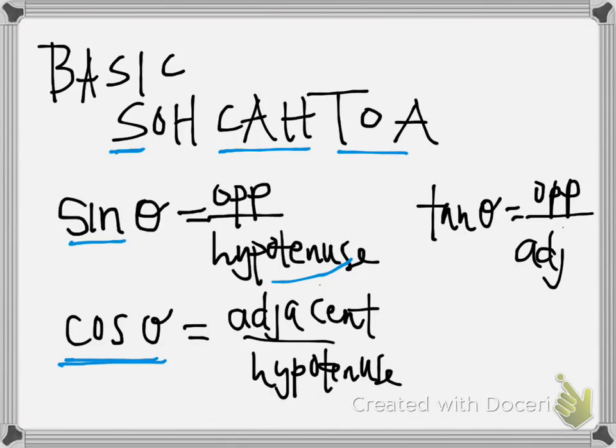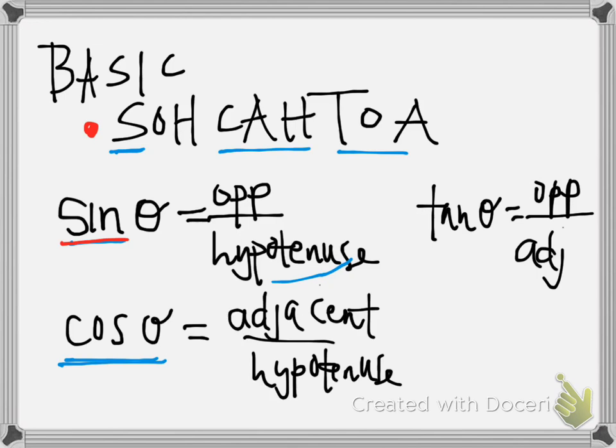Okay, this video is about basic SOHCAHTOA. That's the way you memorize the trig functions. Sine, you always talk about these in reference to an angle. This thing's called theta, and it's an angle. Sine is opposite over hypotenuse.